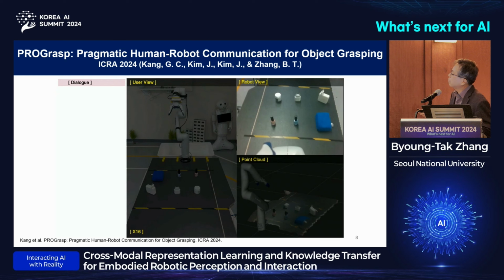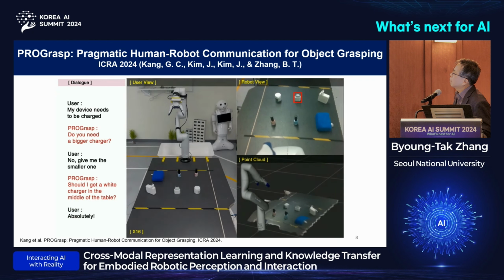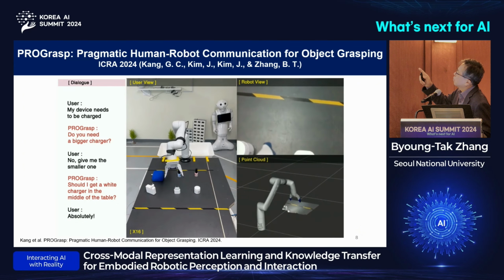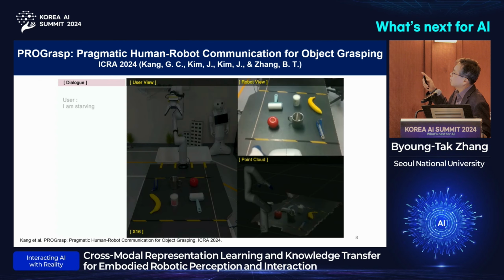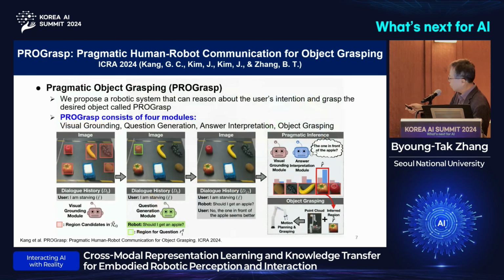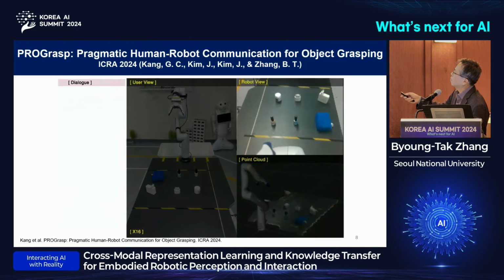So, just a video, some demo. Okay, there is no sound here. Just the user tells something. The agent is grasping. If you say something, it sees the environment. Let me go back. Okay, sorry, the sound is missing here.